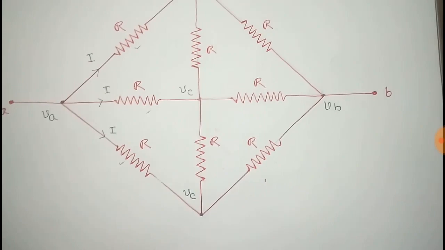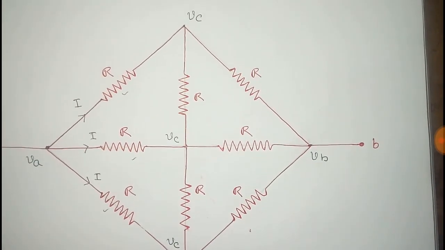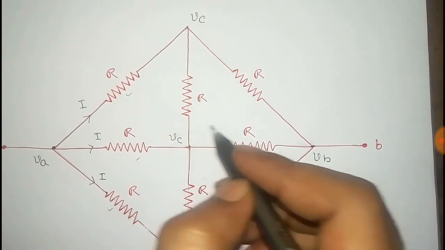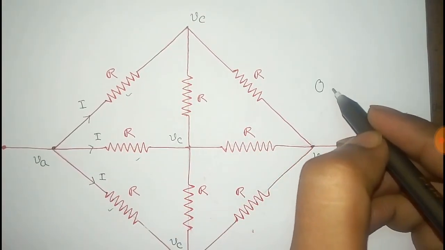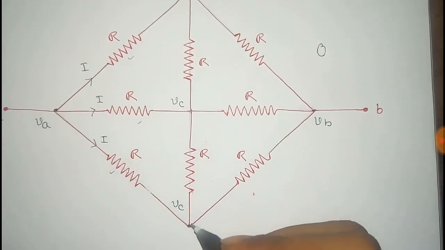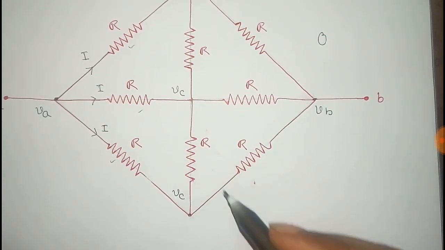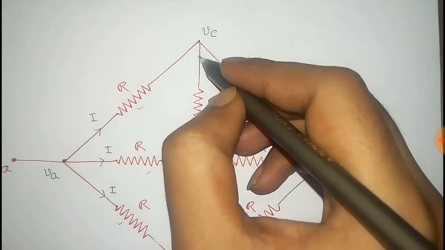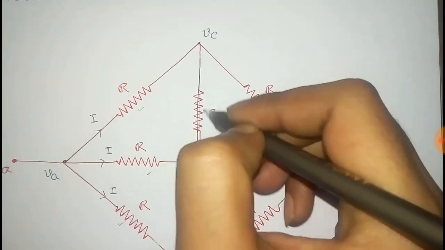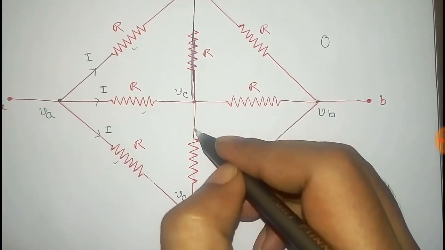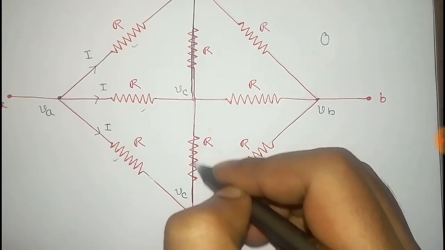Now we can see that the potential drop across this resistance is VC minus VC, that's equal to 0. Similarly, the potential drop across this resistance is also 0, that is VC minus VC. So now we can short these resistances because there is no potential drop across them. So these resistances are shorted.